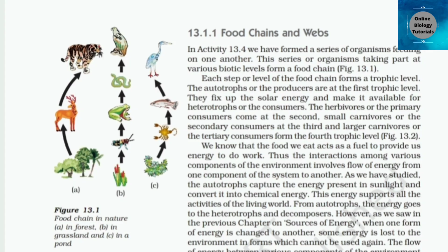13.1.1 Food chains and webs. In Activity 13.4, we have formed a series of organisms feeding on one another. This series of organisms taking part at various biotic levels form a food chain. Figure 13.1.